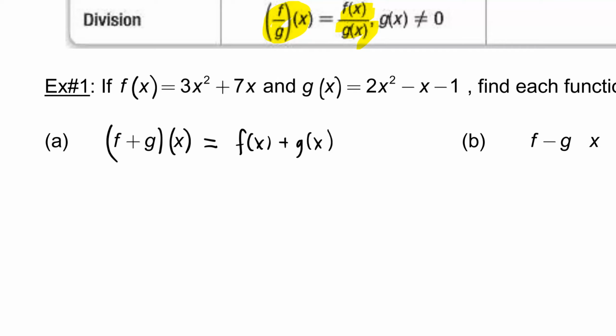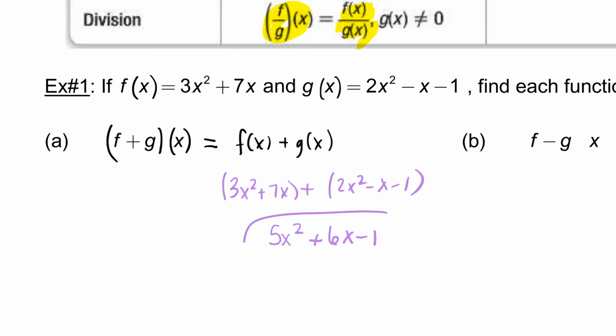So we can go ahead and add. F of x is 3x squared plus 7x. G of x is 2x squared minus x minus 1. If I add these together and combine like terms, I get 5x squared. 7x minus x is going to be 6x. And then minus 1. And that's it. You've done this before. It's just a different way of approaching it. We did this all night and day last chapter, but the difference is now we're using the formal function notation, and then you plug in and that's all.